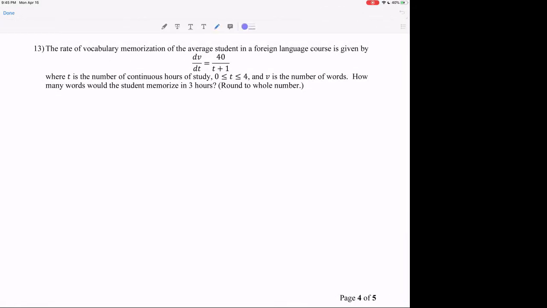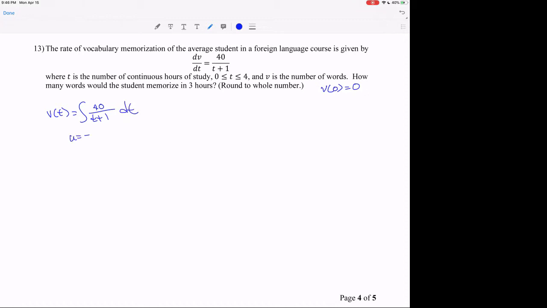Now let's look at the rate of vocabulary memorization. Okay? So what I know is that v of 0 is 0. Okay? So v of t equals the integral of 40 over t plus 1 dt.